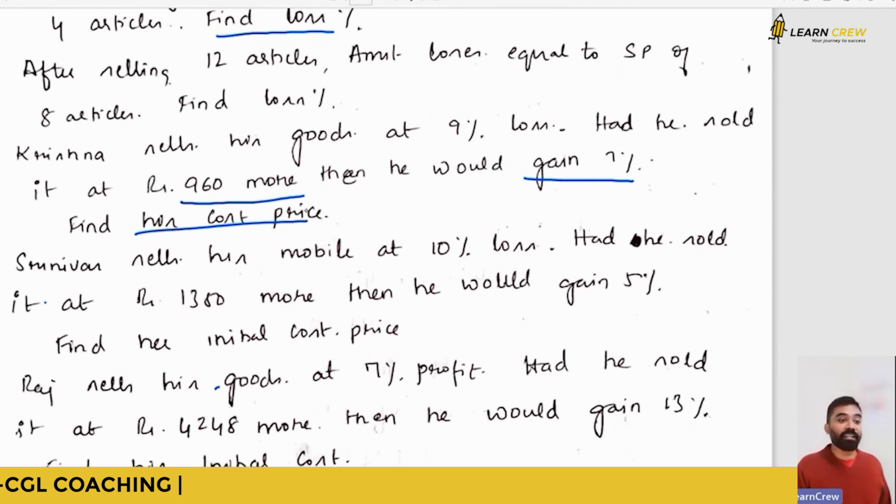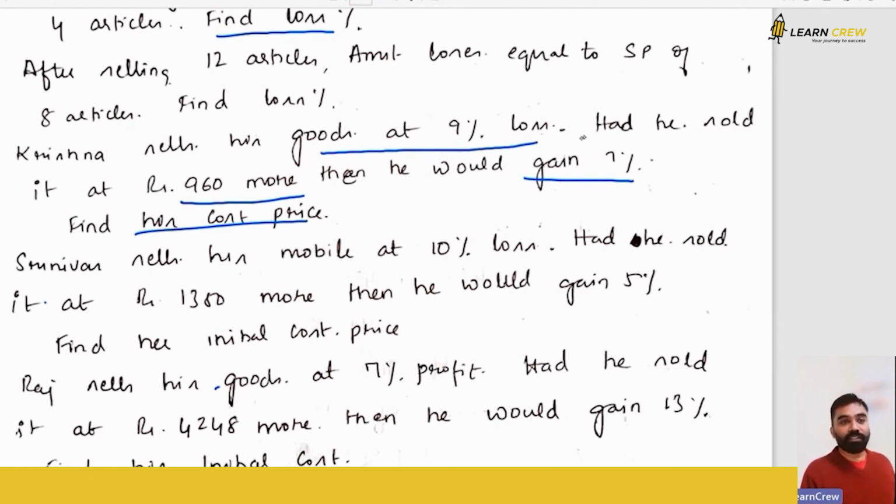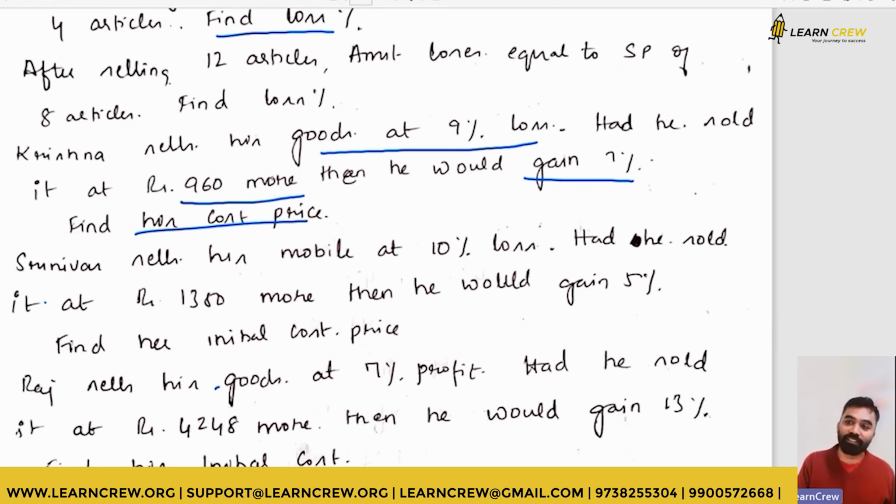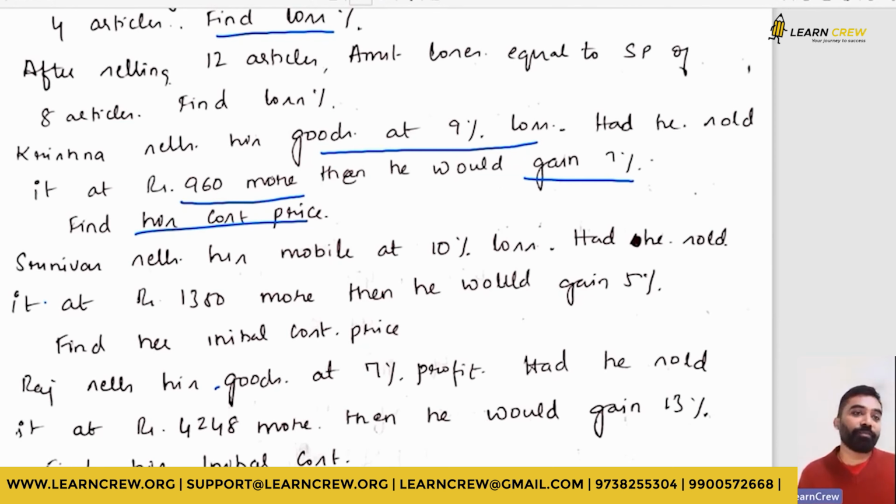So in this case, they are telling he has sold his goods at 9% loss. But if he had sold it at 960 rupees more, he would have gained 7%. Now they're asking you to find the cost price. Now this 960 more, this is the third type of problem.